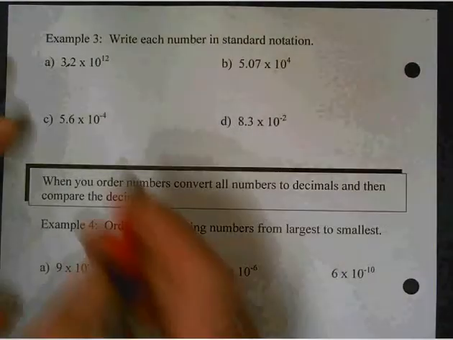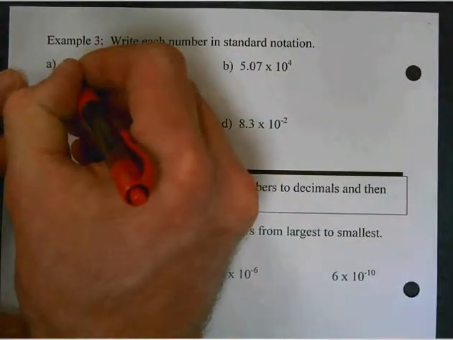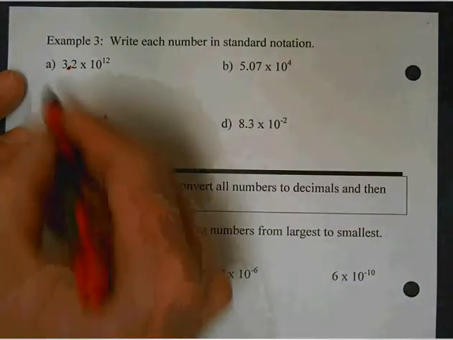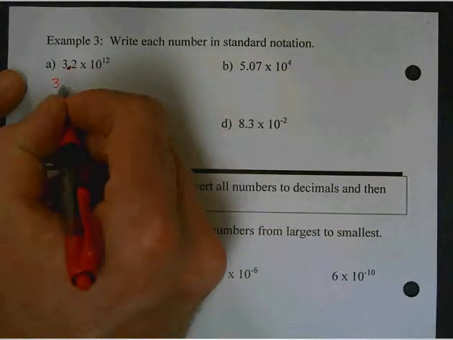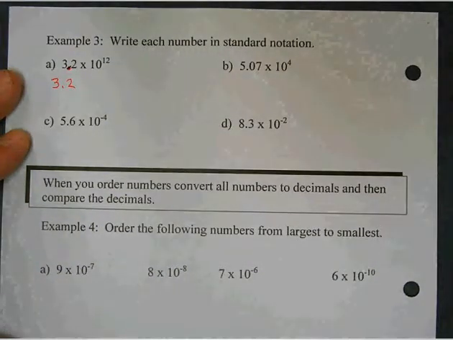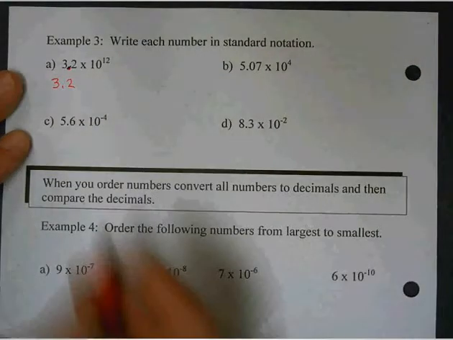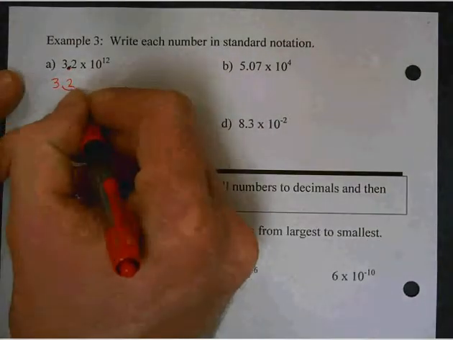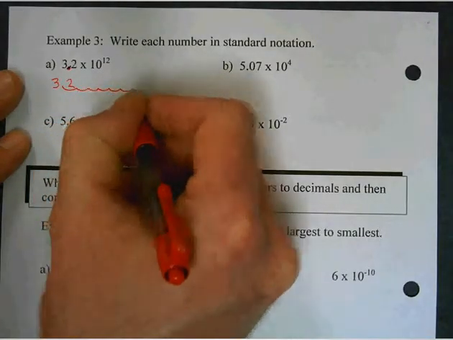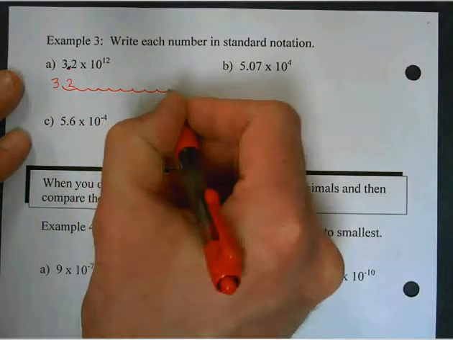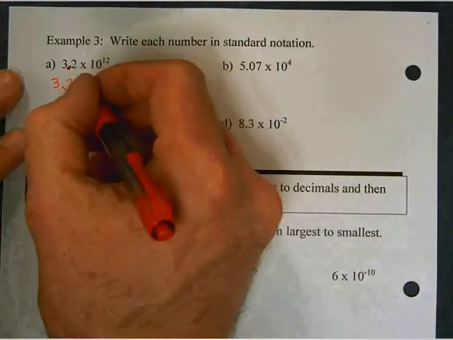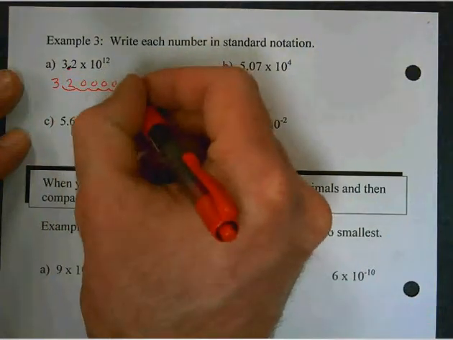All right, here we go. This actually is supposed to say 3.2 times 10 to the 12th. So we're going to take that 3.2, and I need to move that decimal over how many positions? 12. So 1, 2, 3, 4, 5, 6, 7, 8, 9, 10, 11, 12. And what do I stick in all those little zeros? Okay. 0, 0, 0, 0, 0.